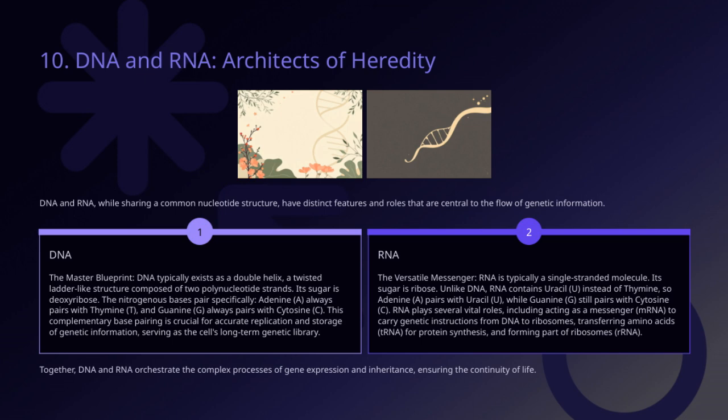RNA plays several crucial roles in the cell. It acts as a messenger, known as mRNA, carrying genetic instructions from the DNA in the nucleus to the ribosomes in the cytoplasm, where proteins are made. It also transfers amino acids through tRNA during protein synthesis and forms part of the ribosome itself, known as rRNA. Together, DNA and RNA orchestrate the complex process of gene expression and inheritance, ensuring that genetic information is accurately passed on and expressed. They are fundamental to the continuity of life.